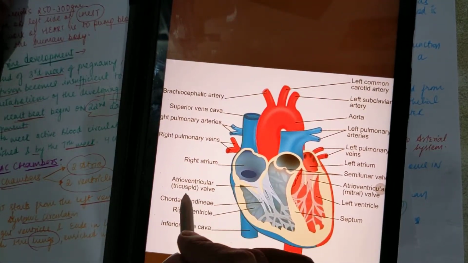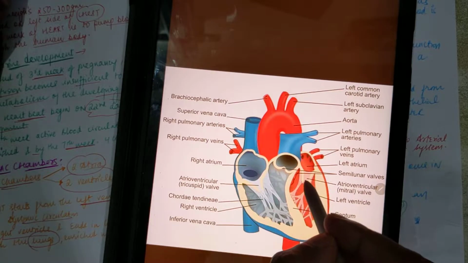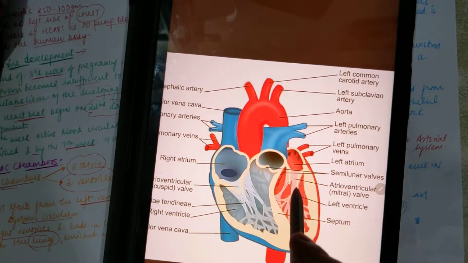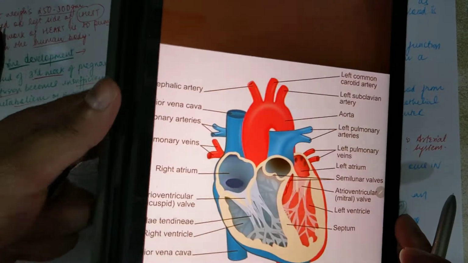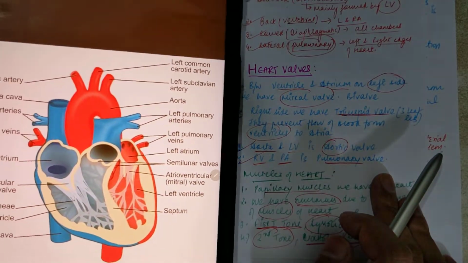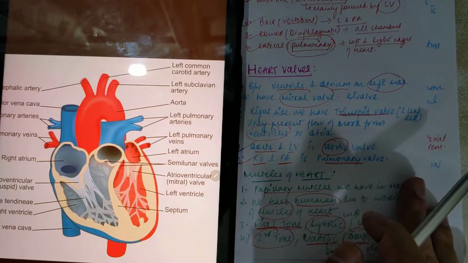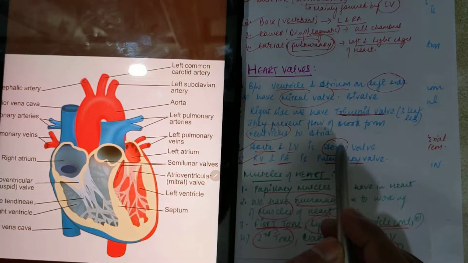So this is the tricuspid valve on the right side, between the right atrium and the right ventricle, and similarly here we have the mitral valve between the left atrium and left ventricle, to prevent the backflow of blood. And the semilunar valve, which is also called the pulmonary valve, is present between the right ventricle and the pulmonary artery.